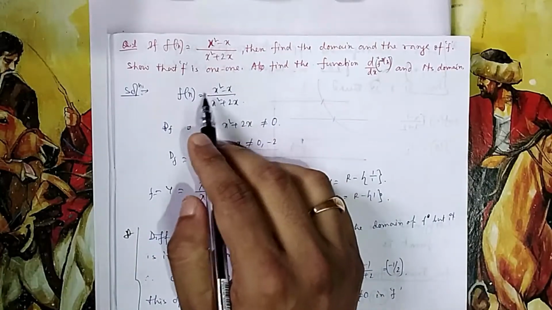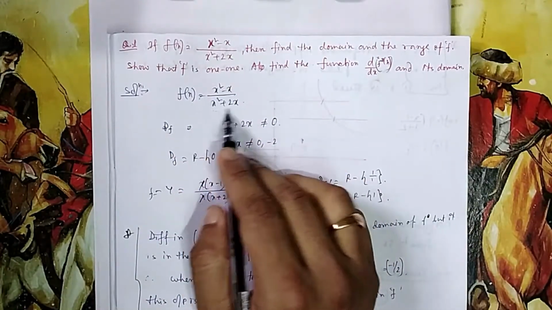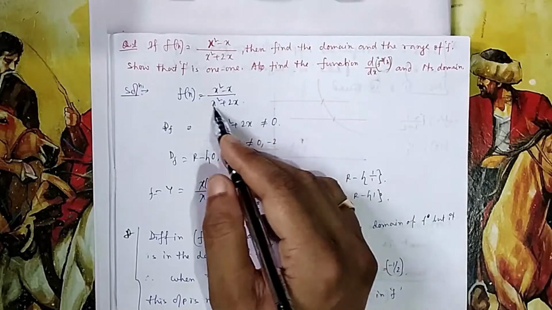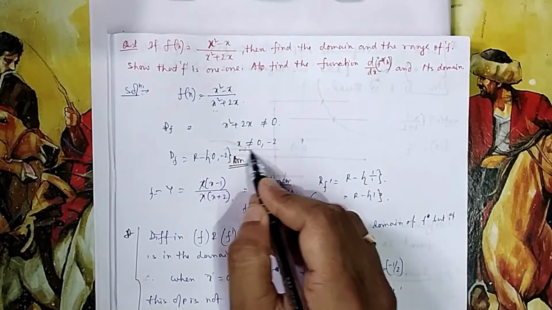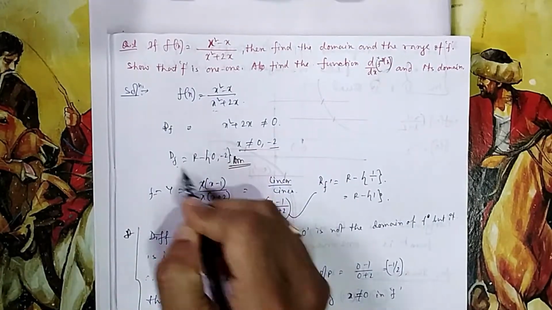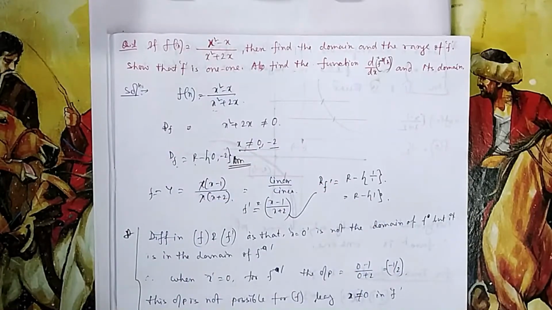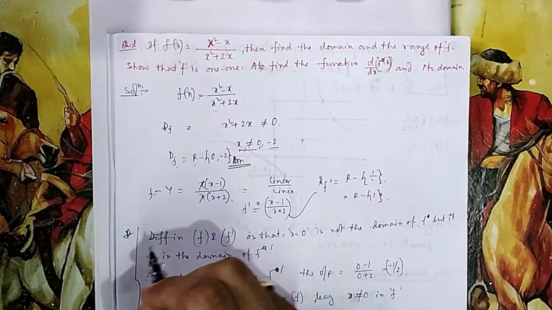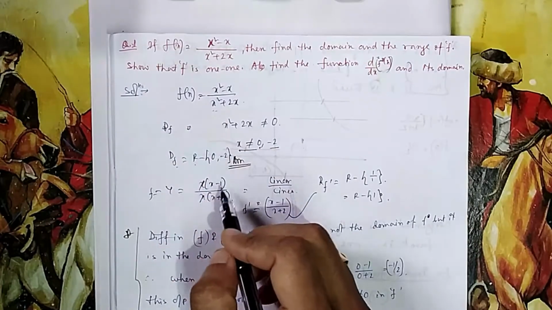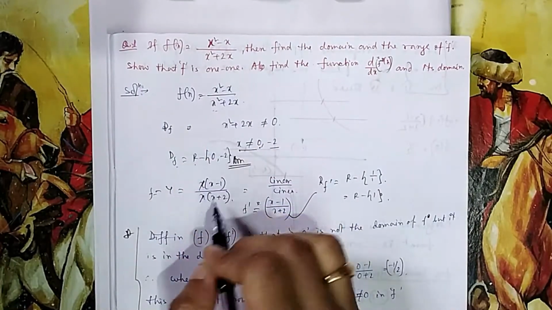Okay. So if this is my function f(x) equal to (x square minus x) by (x square plus 2x), what is clearly the domain? The denominator cannot be equal to 0, so x cannot be 0, it cannot be minus 2. So the domain is all real numbers, but you cannot put 0 and minus 2. Now to find the range, suppose this is my y, equal to this function (x square minus x) by (x square plus 2x).